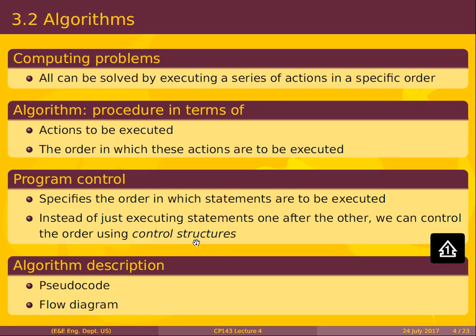So what is an algorithm? An algorithm essentially defines how we solve problems in computer programming terms. It defines the program control, and it specifies the order in which the statements are executed. Instead of just executing statements one after the other, we can also define the order in which these statements are executed, and this is done by using what we call control structures. We're going to dive a little more into these control structures later.